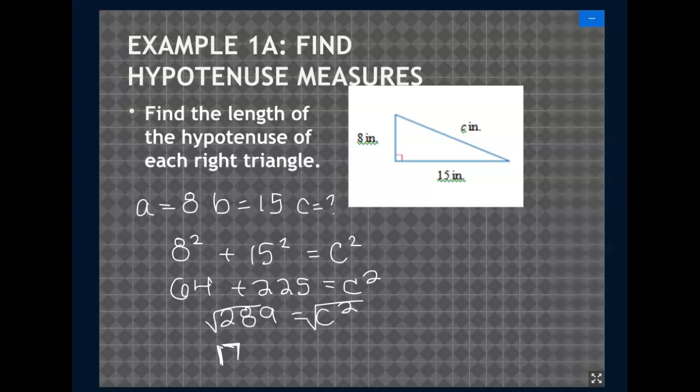Thanks, Spencer. I was so concerned about telling you that when you take your square root and you're using Pythagorean theorem on a triangle, you need to make sure you have your units. So length in this case is inches. So the length of the hypotenuse on a right triangle is 17 inches.